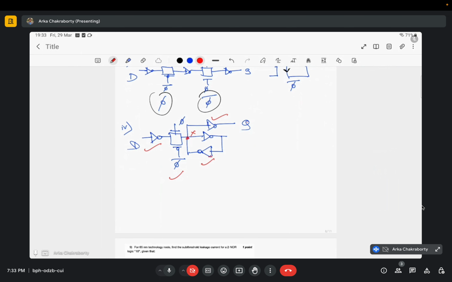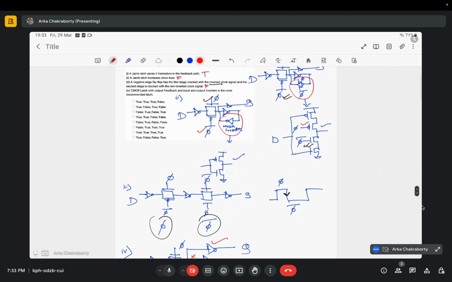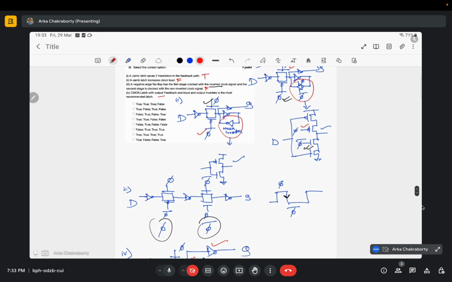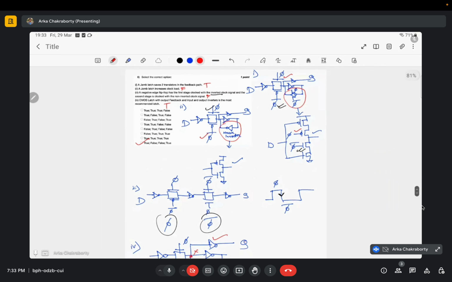Okay. So yes, it is the most used and most recommended latch design. So it's true. So the correct sequence is true, false, false, true. Fine. Okay, clear?